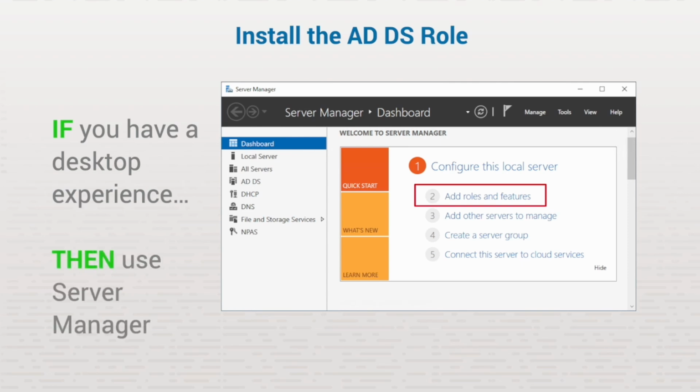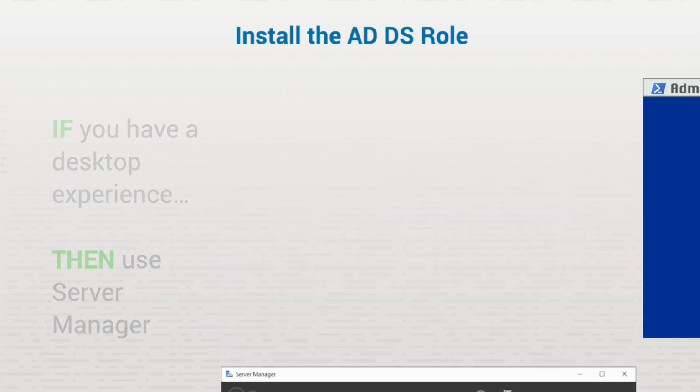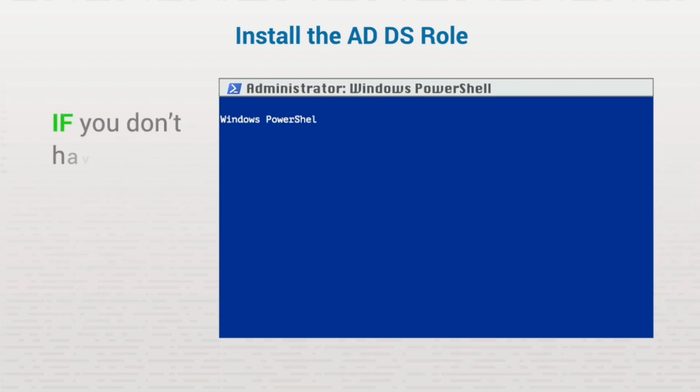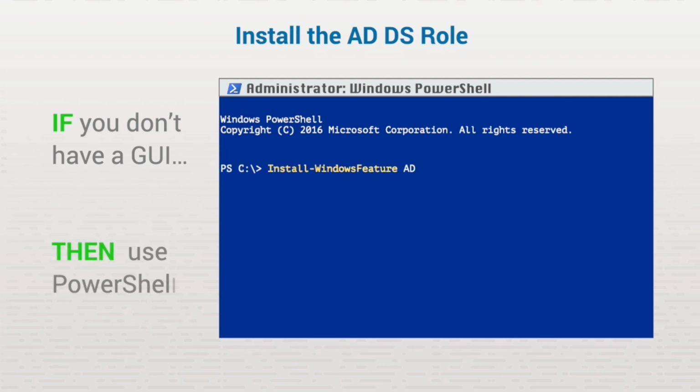If you're working with the Windows Server system without a GUI installed, for example, if you're dealing with a server core deployment, you can install Active Directory using PowerShell commandlets. In order to do this, use the Install Windows Feature commandlet and then specify the role name you want to install, which is AD Domain Services.